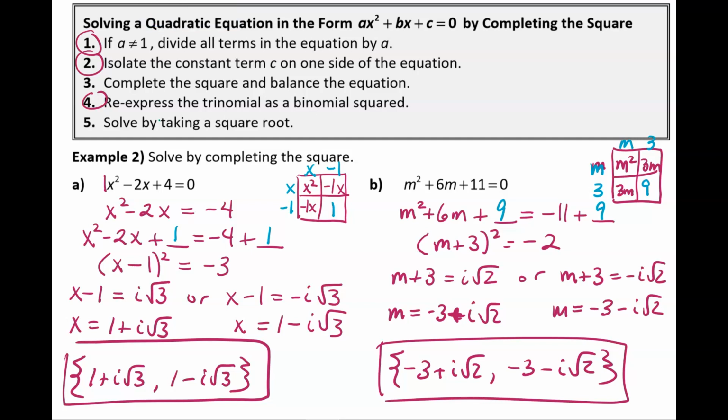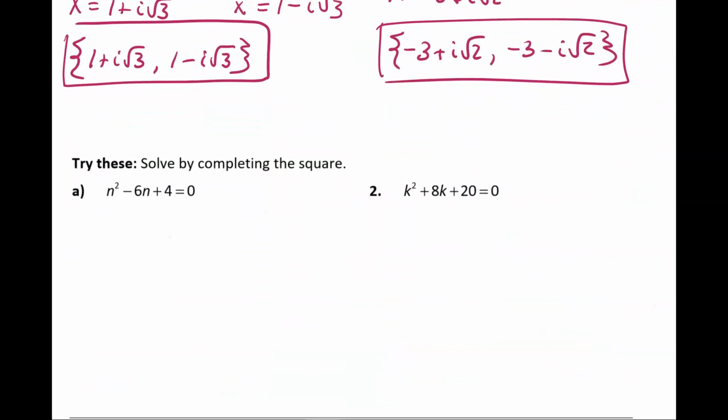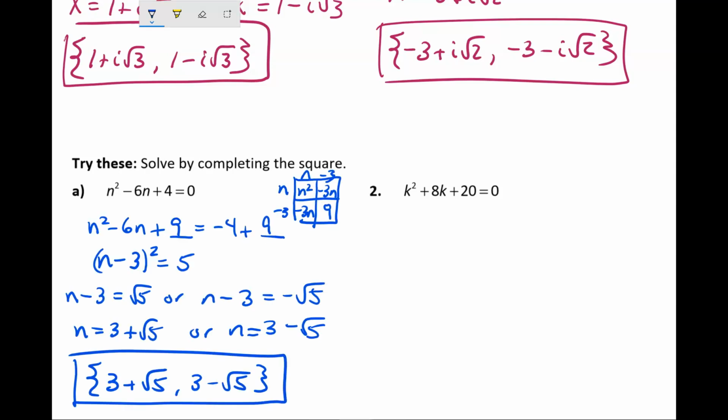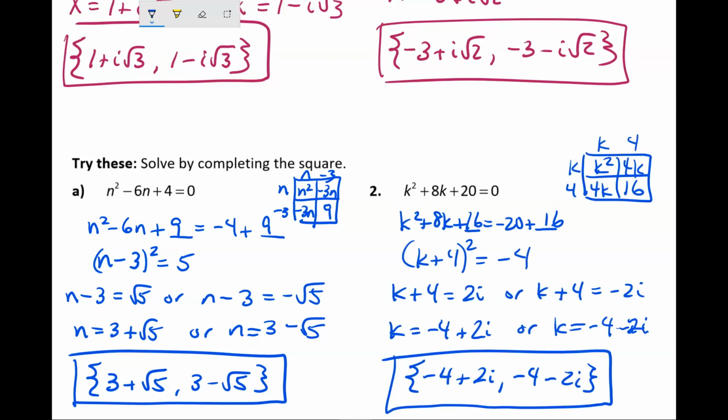All right, now your turn to try. Try A below on your own and stop the video. All right, this one produced 2 conjugate solutions again, but these were real solutions since we were taking the square root of a positive number. All right, try 2 on your own. All right, for this one, two conjugate solutions again, negative 4 plus 2i and negative 4 minus 2i.